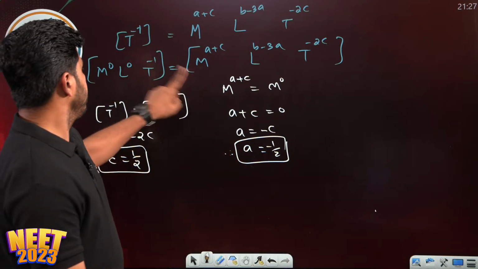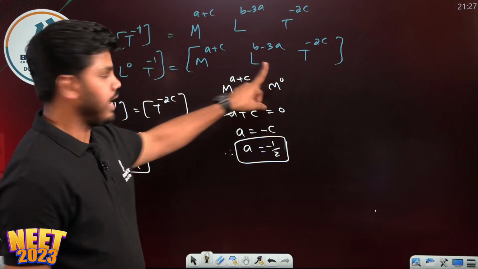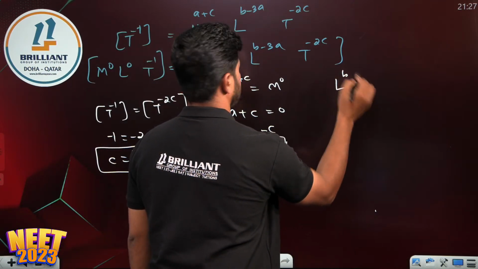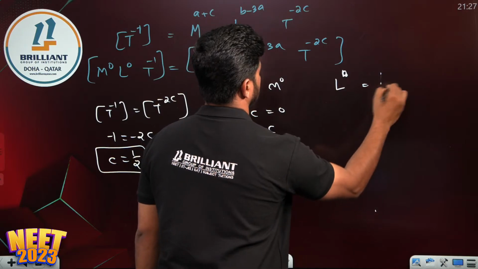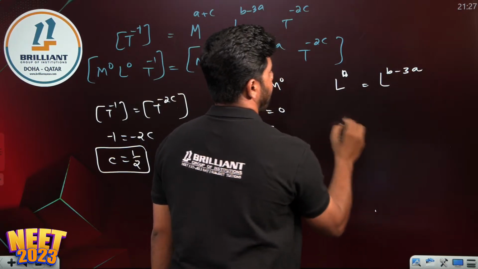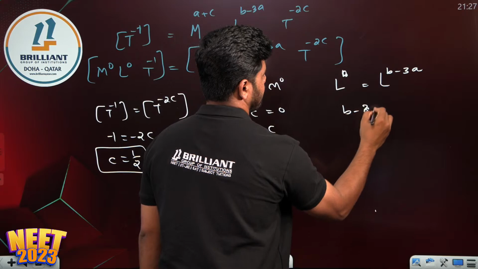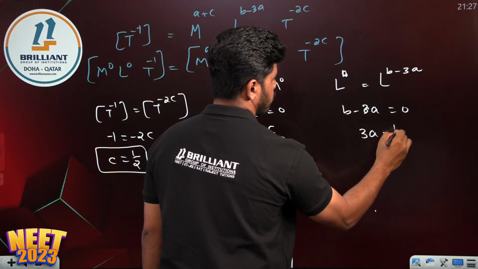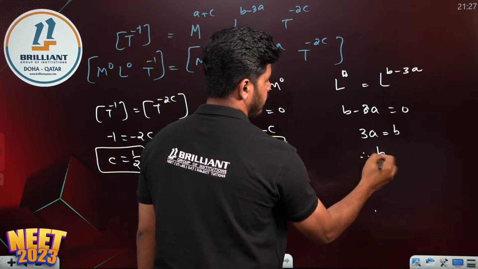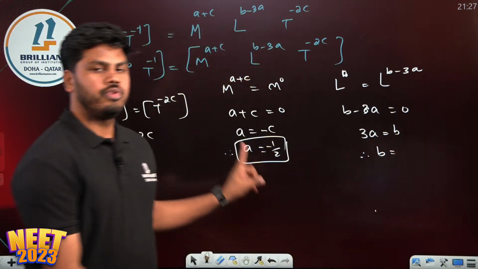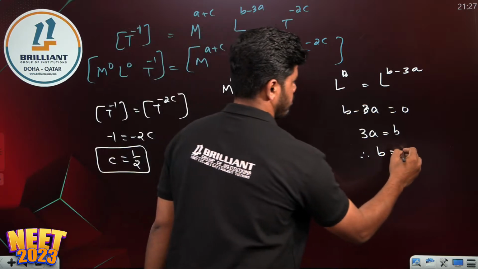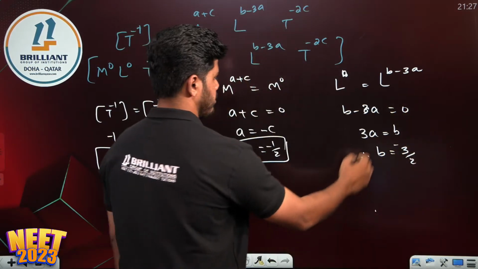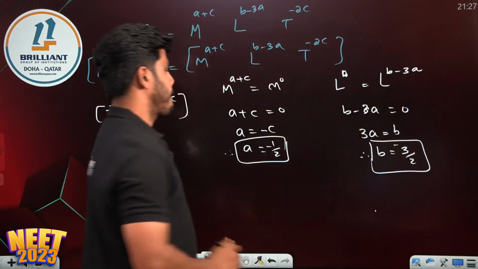So we got a and c solved already. Now we can easily find out b. For b, power of L. So L raised to 0 is equal to L raised to b minus 3a. So b minus 3a is equal to 0. So 3a is equal to b. Therefore, what will be b? Substitute the value of a there. It is minus 3 by 2. So 3 into minus 1 by 2 is going to be minus 3 by 2. So this is your option B.